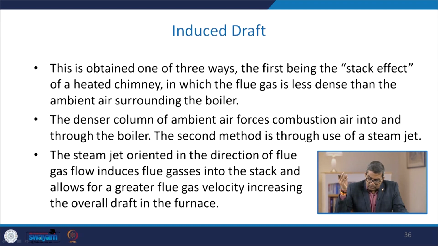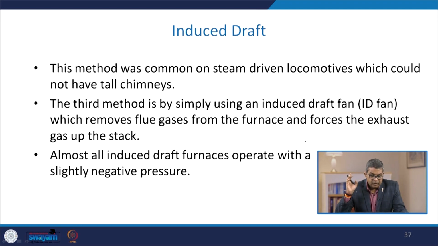The second method is through the use of a steam jet. Usually the steam jet, oriented in the direction of the flue gas flow, induces the flue gas into the stack and allows for a greater flue gas velocity, increasing the overall draft in the furnace. This method was common on steam driven locomotives, which could not have a tall chimney, because during movement it may create a problem. The third method is by simply using an induced draft fan, referred to as an ID fan, which removes the flue gases from the furnace and forces the exhaust gas up the stack. Almost all induced draft furnaces operate with a slightly negative pressure.